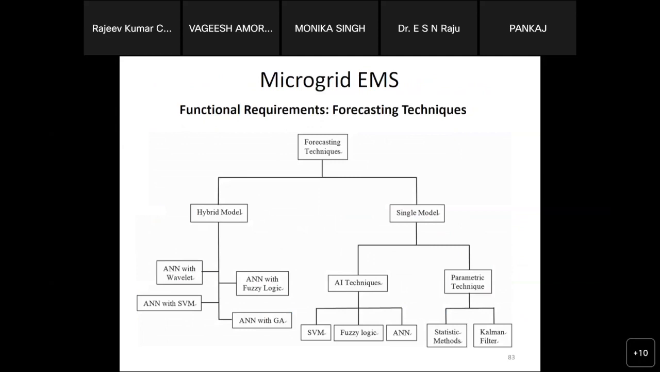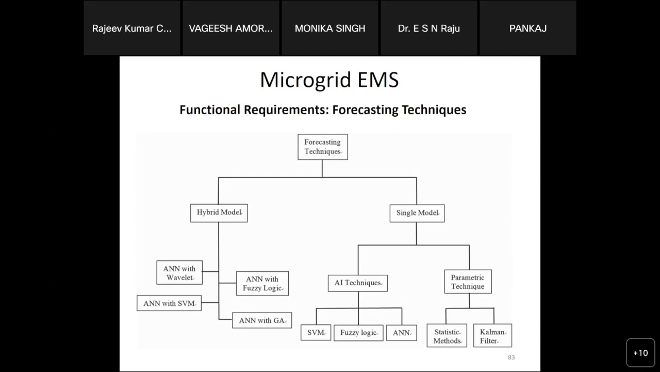Here I have given the different forecasting techniques available in the literature. As we can see, we have the single model based forecasting technique and the hybrid model based forecasting technique. In the single model based technique, we utilize any one technique. In the hybrid model technique, we combine any two techniques. In the single model, we have the AI techniques and the parametric techniques. In the parametric techniques, we have the statistical methods and the Kalman filter. In the AI techniques, we have SVM, fuzzy logic, ANN. We can go for any other AI techniques as well.